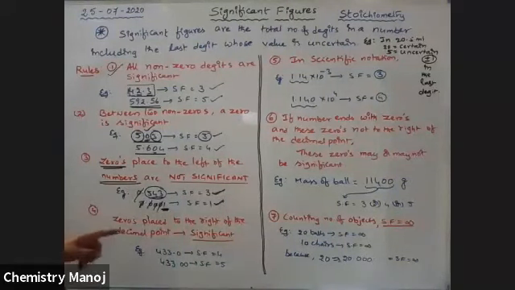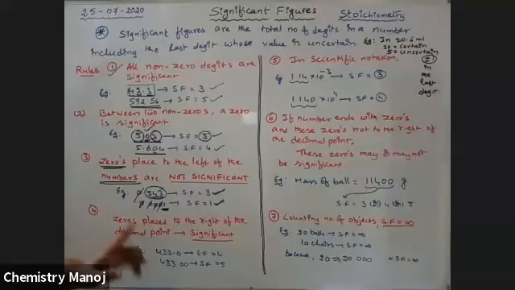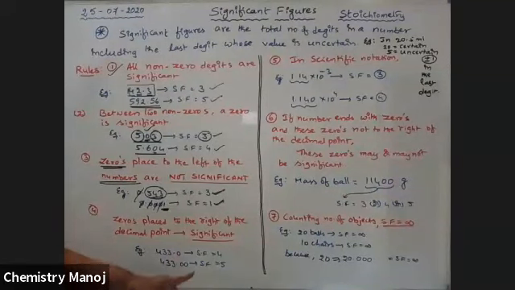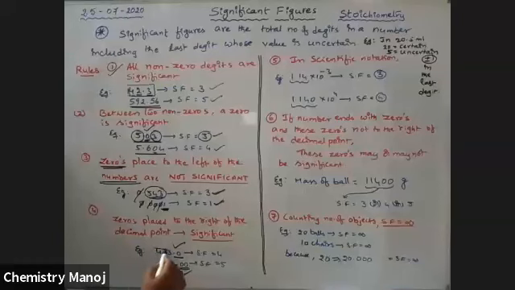Next point. Zeros placed to the right of the decimal point. That means, so see here, 433.0. There is 0. Next, 433.00. These zeros to the right of the decimal point are significant. Zeros to the right of the decimal point are significant. Therefore, in 433.0, the significant figures are 1, 2, 3, 4. 4 is the significant figure.